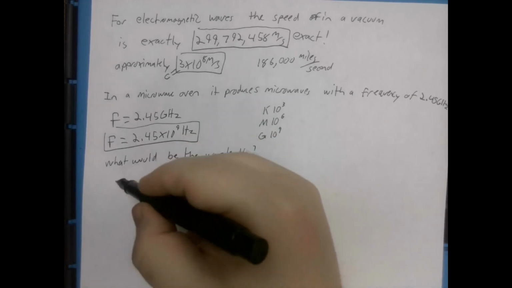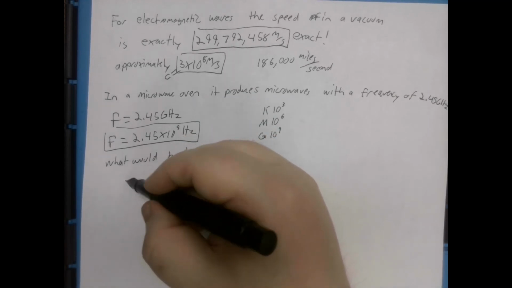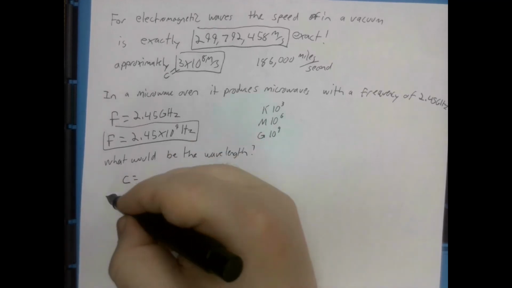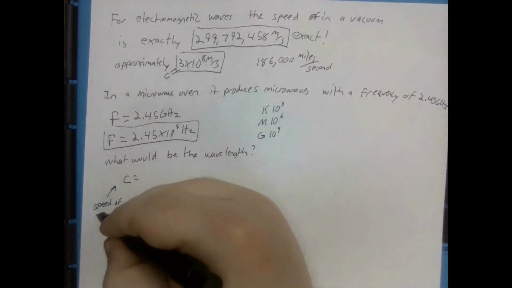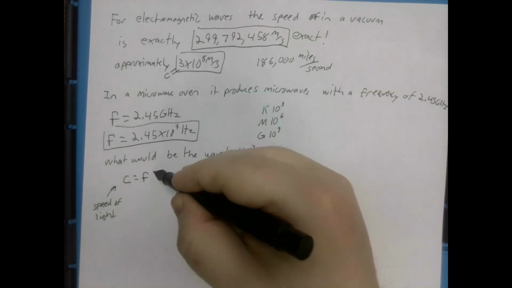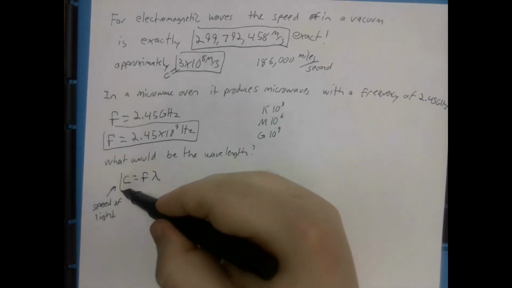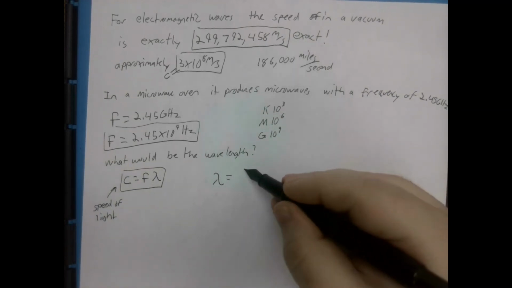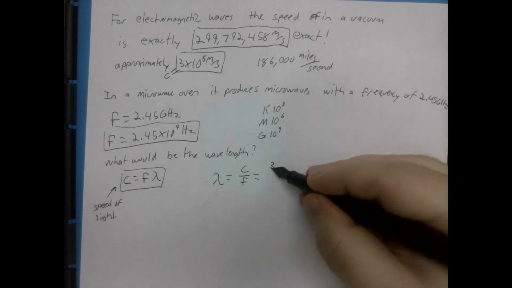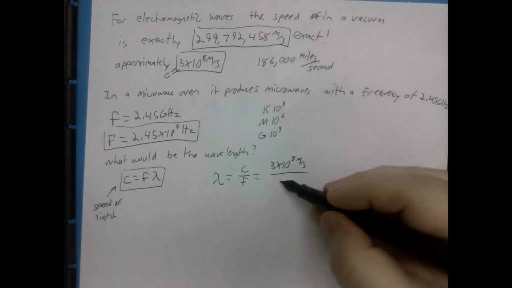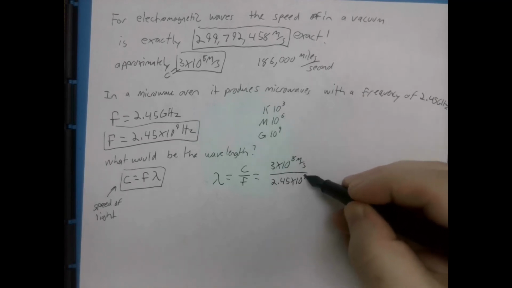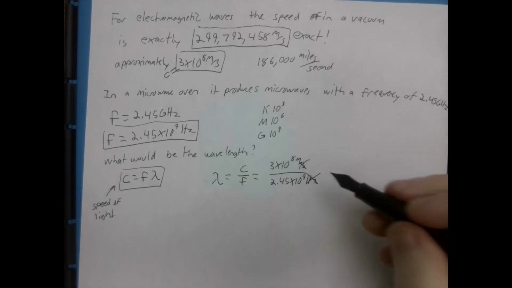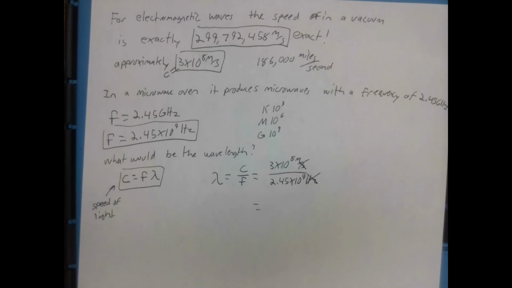So, for EM waves in a vacuum or in air, light doesn't slow down that much, so it's approximately still C. The equation becomes: speed of light is equal to the frequency of light times the wavelength of light. If we're trying to solve for wavelength, wavelength would equal C over F. C is 3 times 10 to the 8 meters per second, and the frequency is 2.45 times 10 to the 9 hertz. Hertz is just per second, so per second and per second cancel each other out, giving us just meters. And this should be 12.2 centimeters.